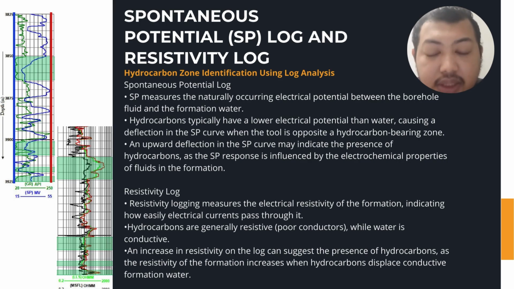The second one is the resistivity log. Resistivity logging measures how resistant a formation is to the flow of electrical current. It provides information about the formation's ability to conduct electricity, which is why hydrocarbons generally have high resistivity, meaning they are poor conductors of electricity, while formation water is more conductive. So the resistivity can differ between the hydrocarbon and water in the formation.